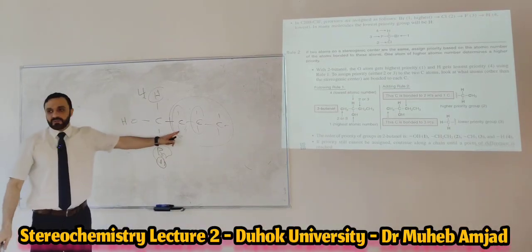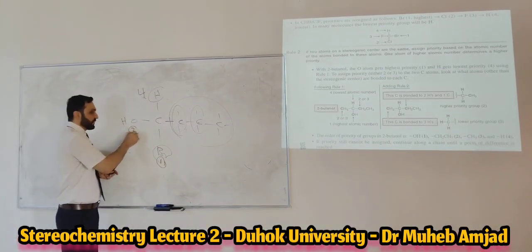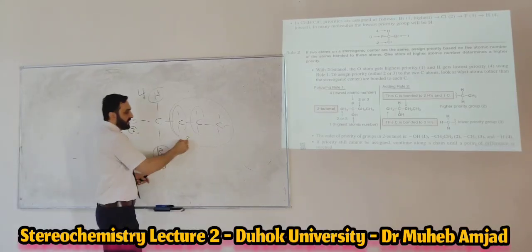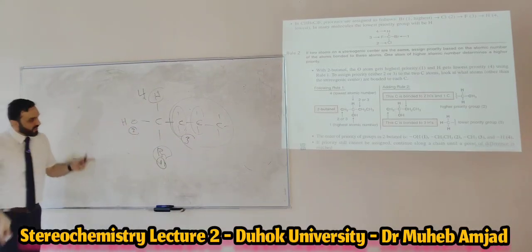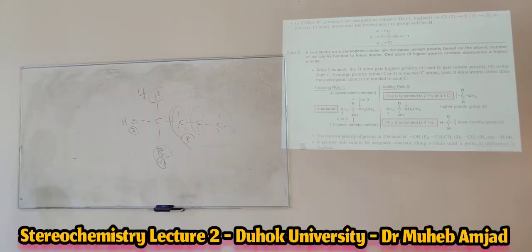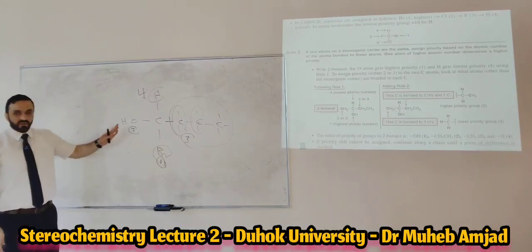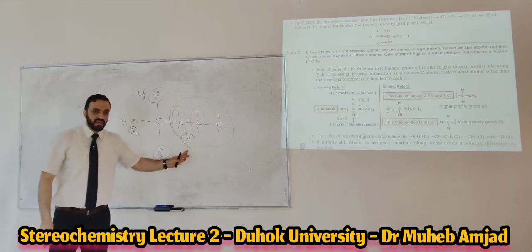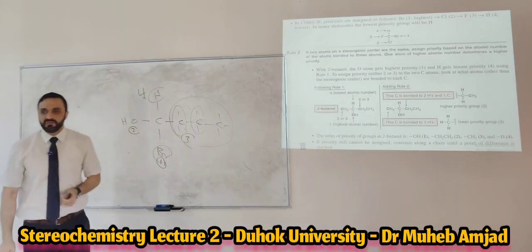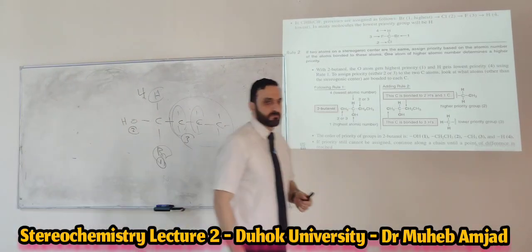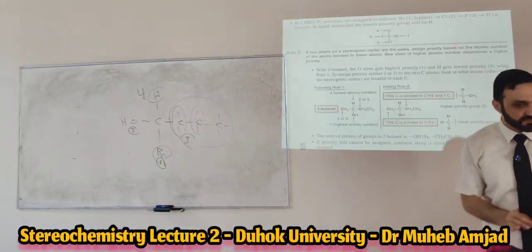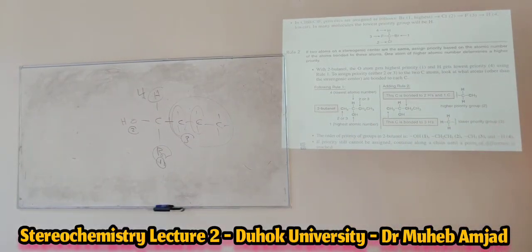Oxygen or carbon? Oxygen is number 2, and then carbon is number 3. Now these are the right priorities. Firstly is the bromine, secondly oxygen, thirdly carbon, and fourth the hydrogen. Easy, according to the atomic number. Okay.